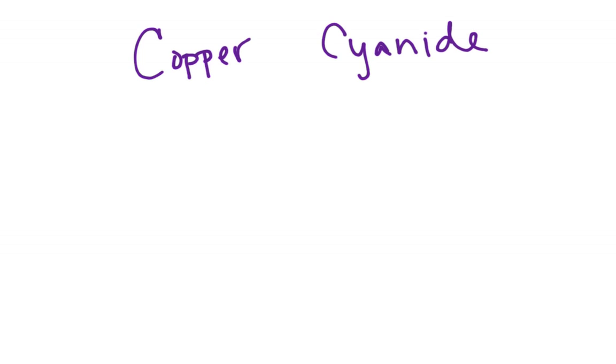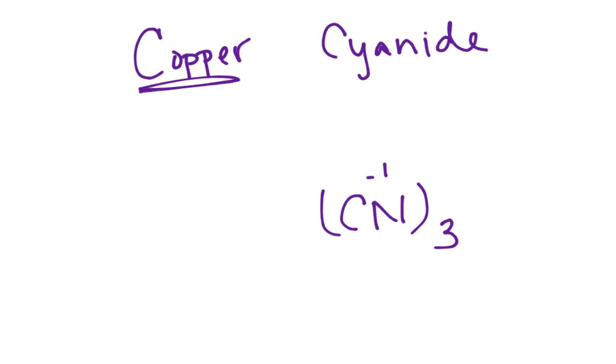My next one is copper cyanide. And we do have to worry about that now because this is a transition metal, so we look and cyanide has a charge of -1, and I have 3 of them, so this is -3, so my copper has to be a +3.